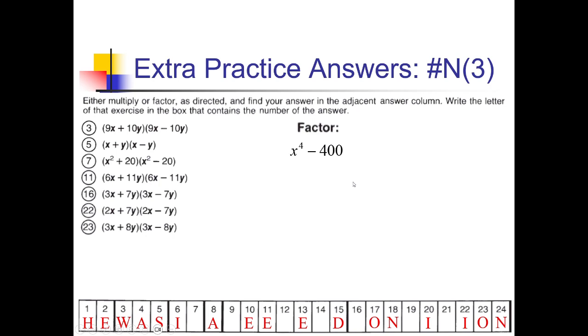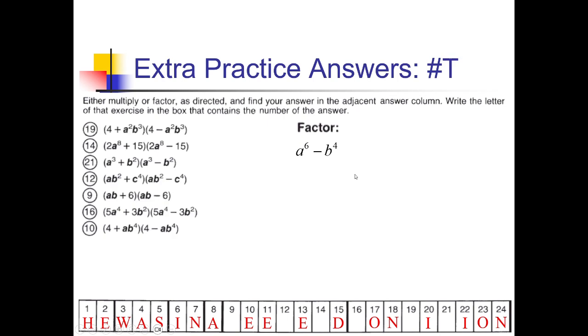Now we are on to the third N of the puzzle. Square root of x to the fourth. To take the square root of something with an exponent, you can divide the exponent by 2. So that's x squared. Square root of 400 is 20. So x squared plus 20 and x squared minus 20. And since we have x squareds, we should always look to see if we can factor it further, but we can't because 20 is not a perfect square. So looking for that answer choice now, it looks like that's number 7. So 7 is N.